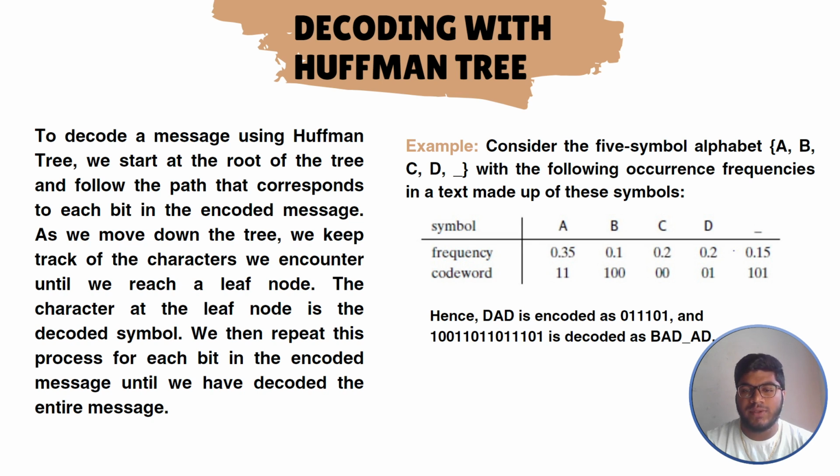The example of ABCD is taken here again, and the frequencies are as given in the question, and the code words are listed, where the A code word is 11, and the B code word is 100, and C is 00, and D is 01, and the underscore code word is 101. Hence DAD is encoded as 0 1 1 1 0 1, and 1 0 0 1 1 0 1 0 0 1 is decoded as BAD_AD from the given code word table.